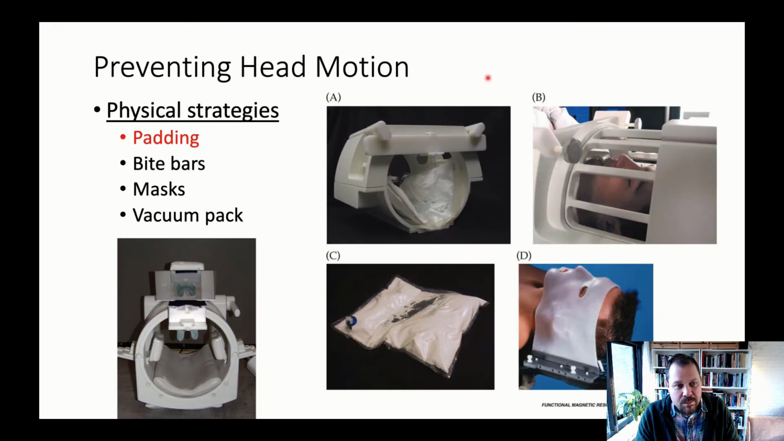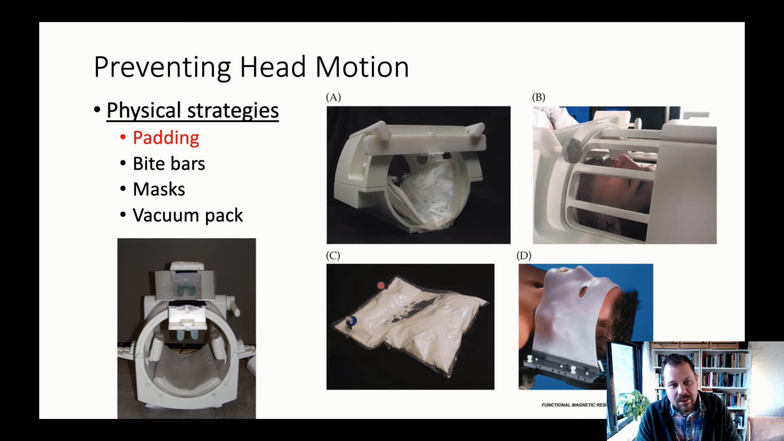We can prevent head motion, as I mentioned earlier, using different types of devices. This is a bite bar here. That's not so nice, right? You can see the bite bar there as well. We simply just use the padding that's shown here on the sides. But there are also masks. This participant here also is chewing down on a bite bar, which limits the range of motion that a participant can have.